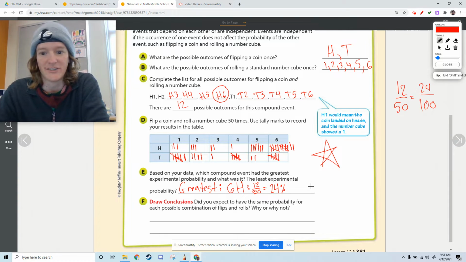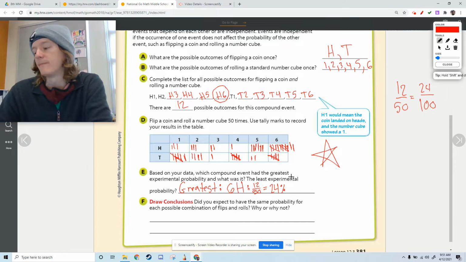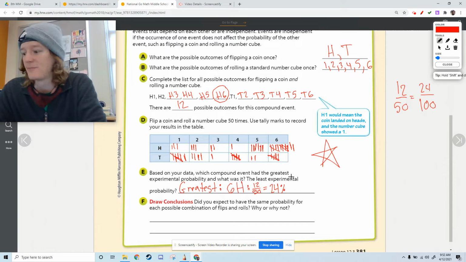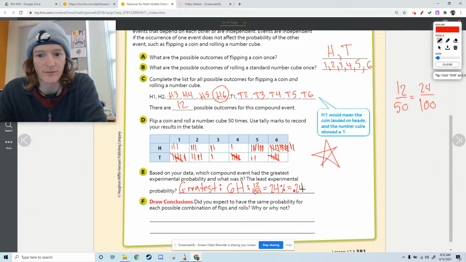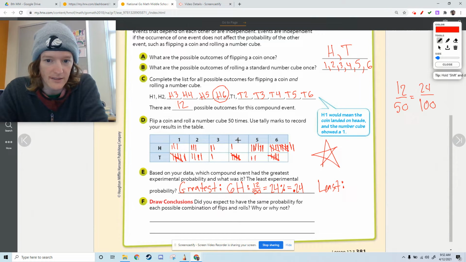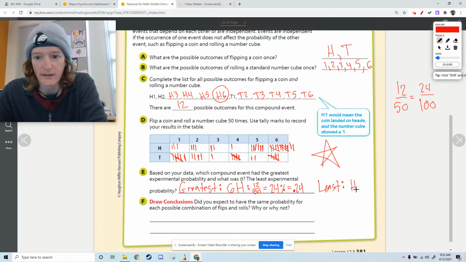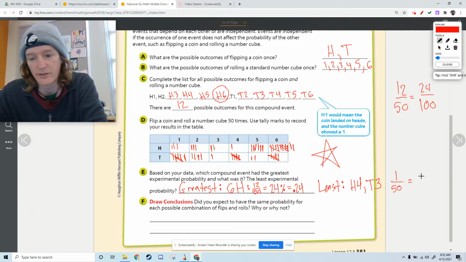That is incredibly unlikely that happens again. But I don't think my plastic box was perfectly random, so 24%, and as a decimal is 0.24. So we'll do that in all three. And our least was a tie between head 4 and tail 3. Those were both 1 out of 50, which is 2% or 0.02.